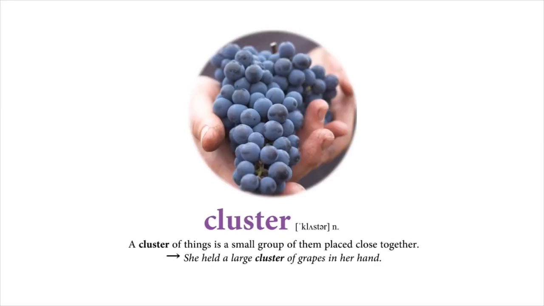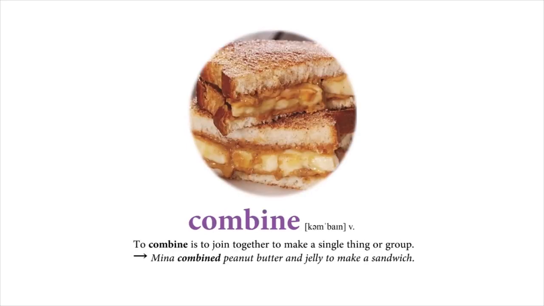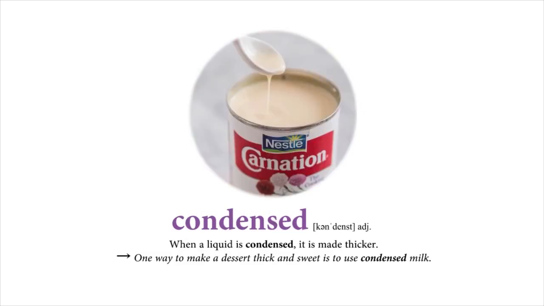Cluster. A cluster of things is a small group of them placed close together. She held a large cluster of grapes in her hand. Combine. To combine is to join together to make a single thing or group. Mina combined peanut butter and jelly to make a sandwich. Condensed. When a liquid is condensed, it is made thicker. One way to make a dessert thick and sweet is to use condensed milk.